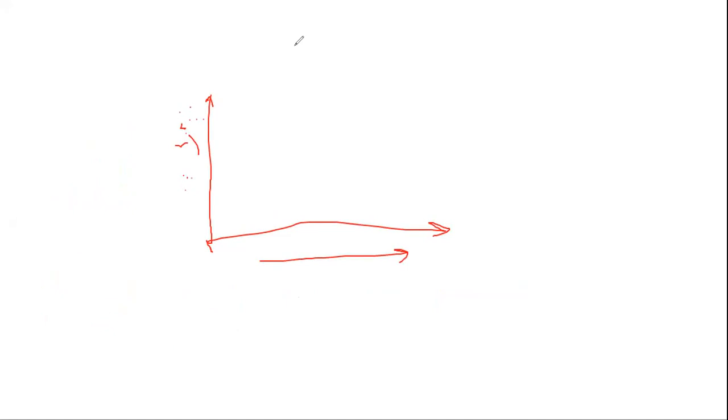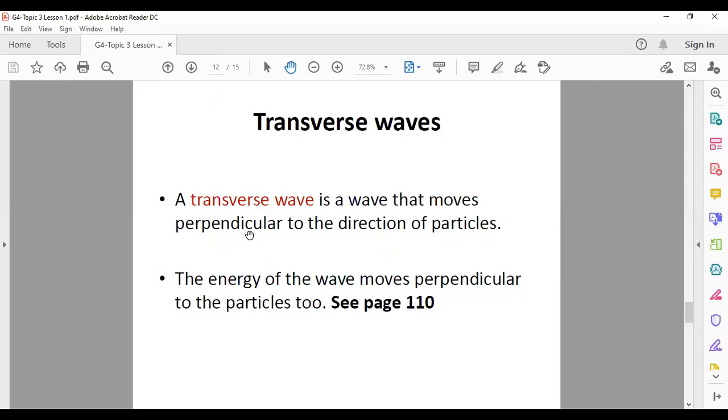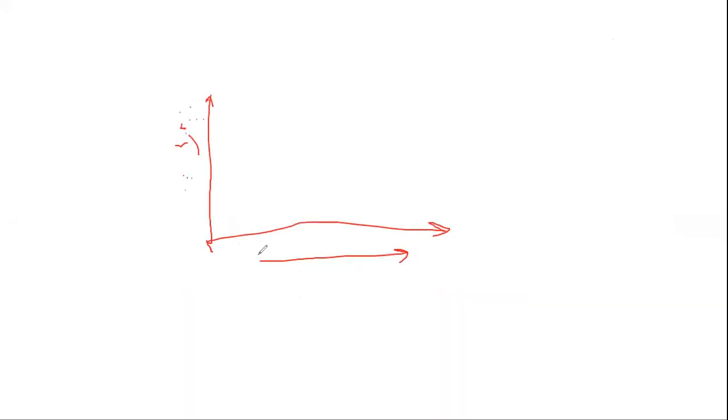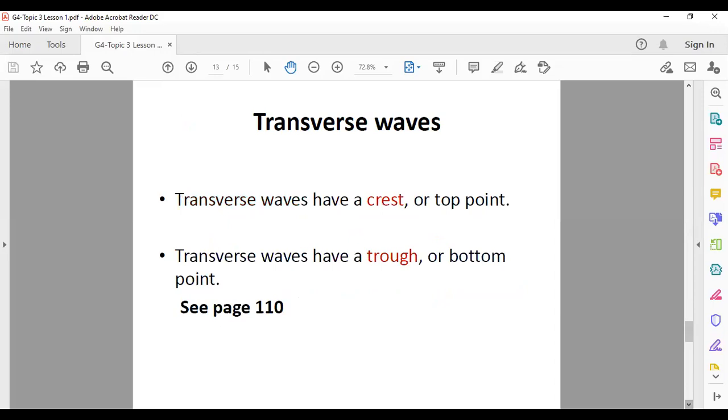So transverse waves move perpendicular to the direction of the particles, and you can look at page 110, which shows the transverse waves. The energy of the wave moves perpendicular to the particles too. As you know, waves carry energy, so the direction of the wave and the direction of energy is perpendicular to the direction of the particles. The second type of waves is called longitudinal.